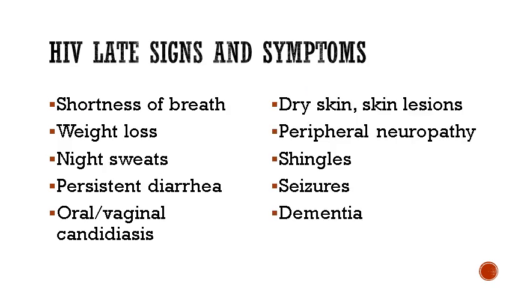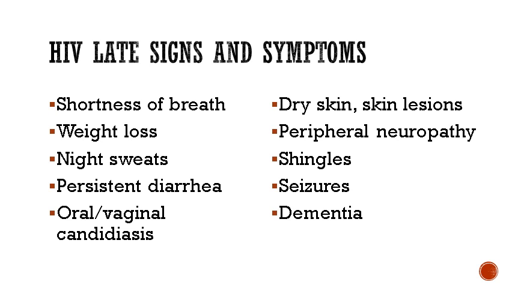HIV late signs and symptoms, things like shortness of breath, weight loss, night sweats, persistent diarrhea, or oral or vaginal candidiasis, which are yeast infections. Remember, if it was oral, the tongue would be kind of white coated. If it's vaginal, then the female would have a white kind of gunky cottage cheese type discharge.